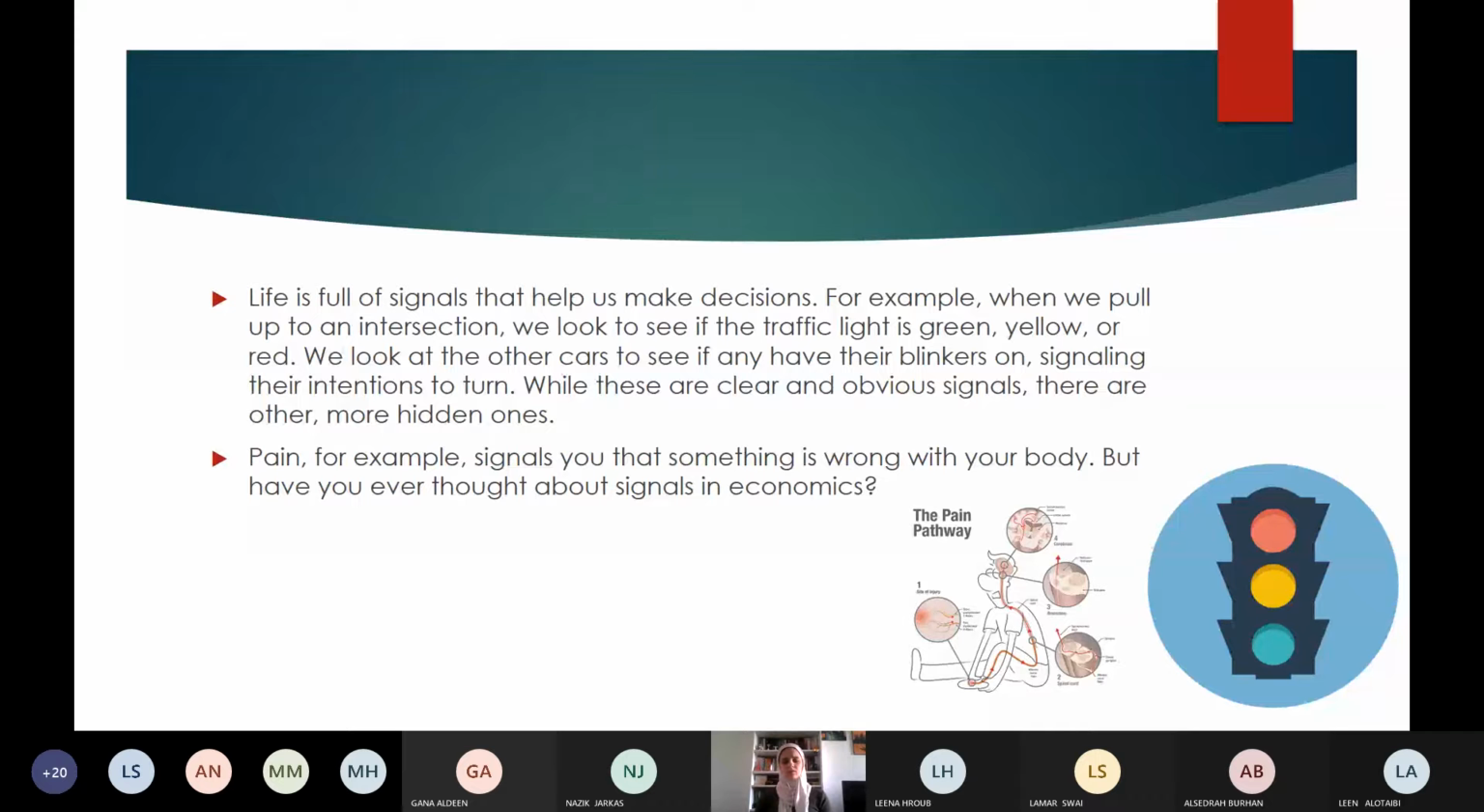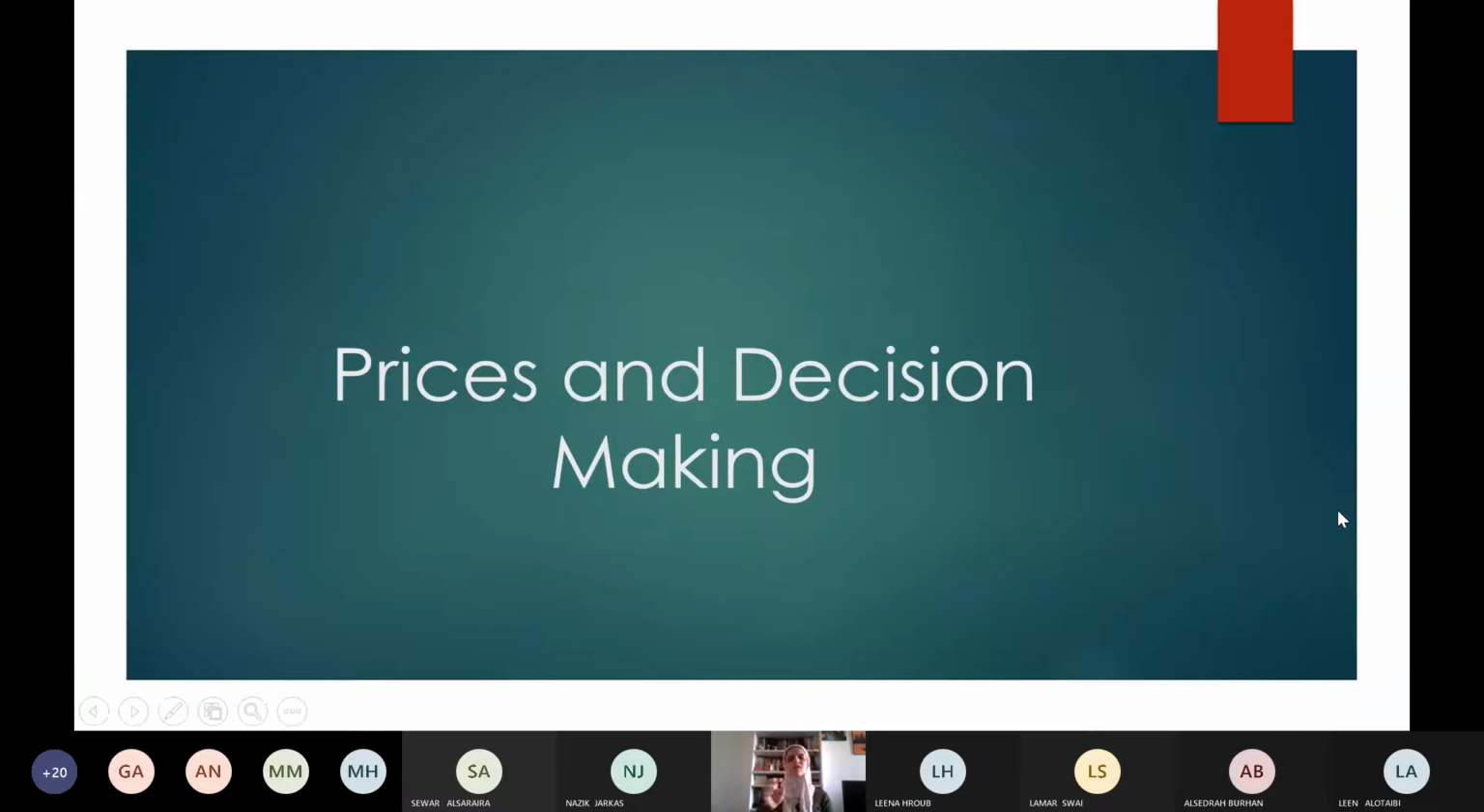Life is full of signals that help us make decisions. For example, when we pull up to an intersection, if we want to cross the street, we look at the traffic light, right? If it's green, yellow, or red. Thank you, Siwar. It is a signal. It is called signal because our section is price signal. The unit is price and decision making.